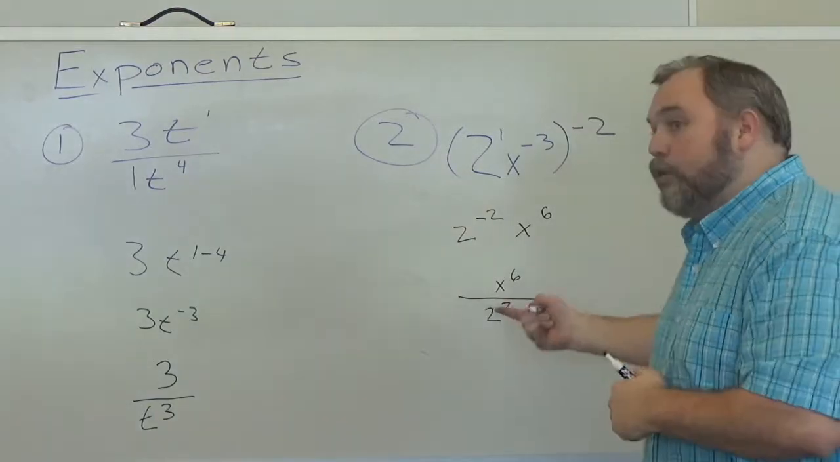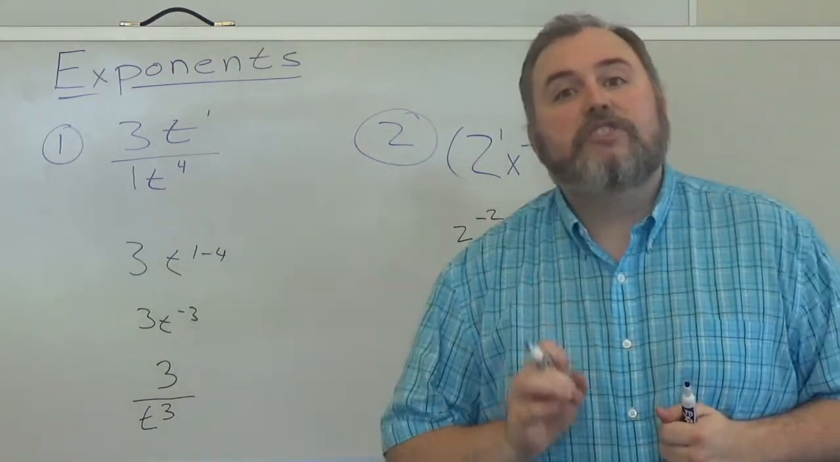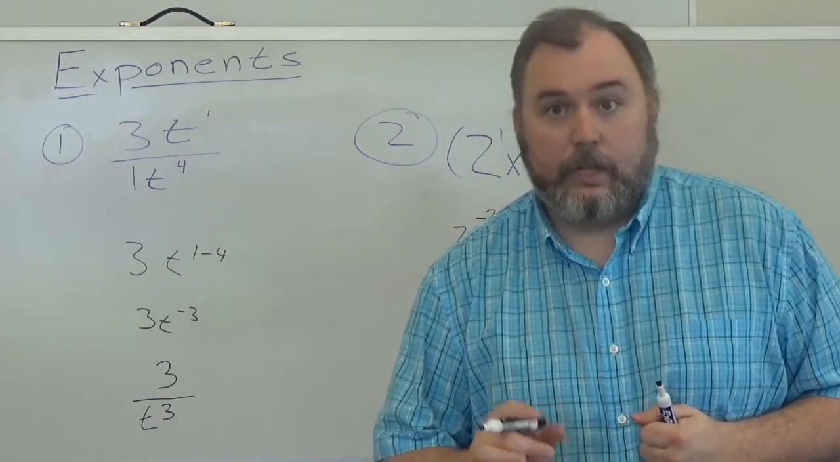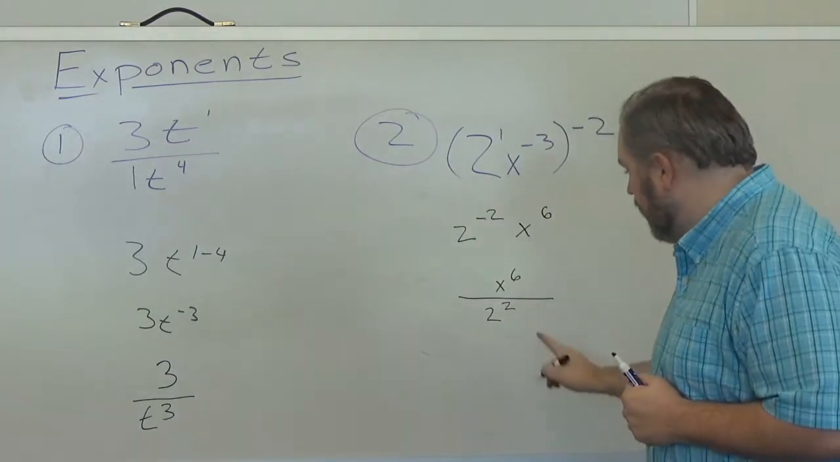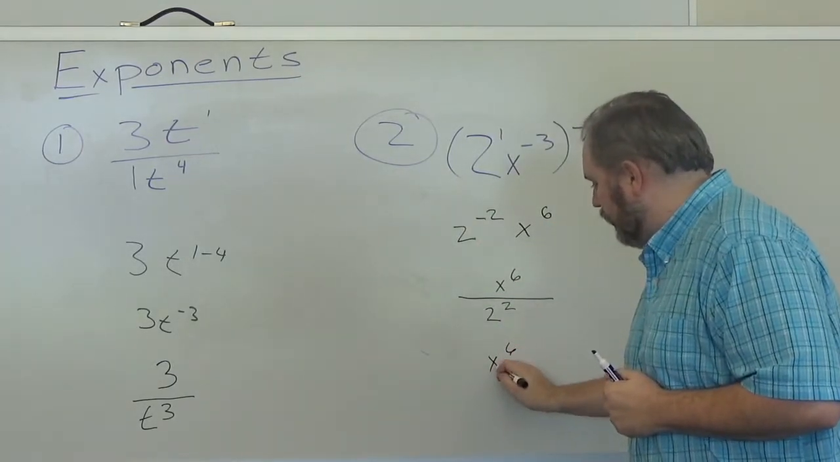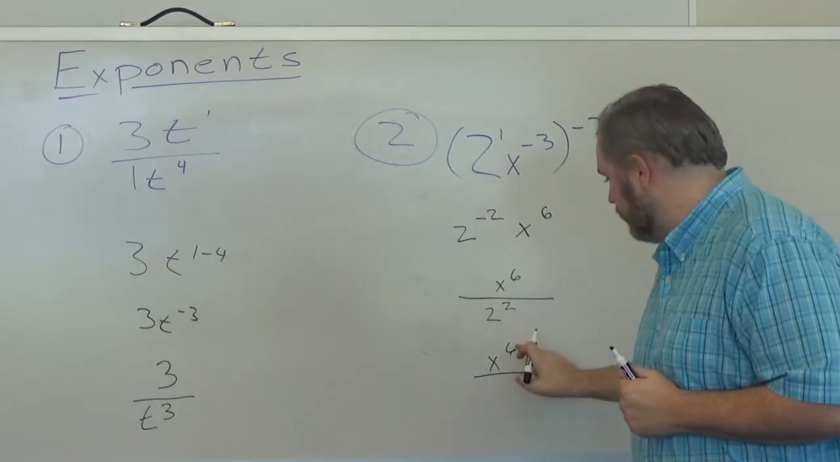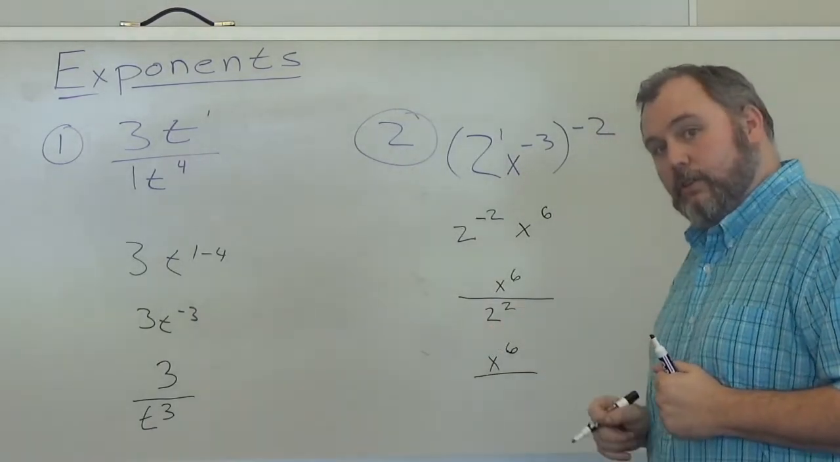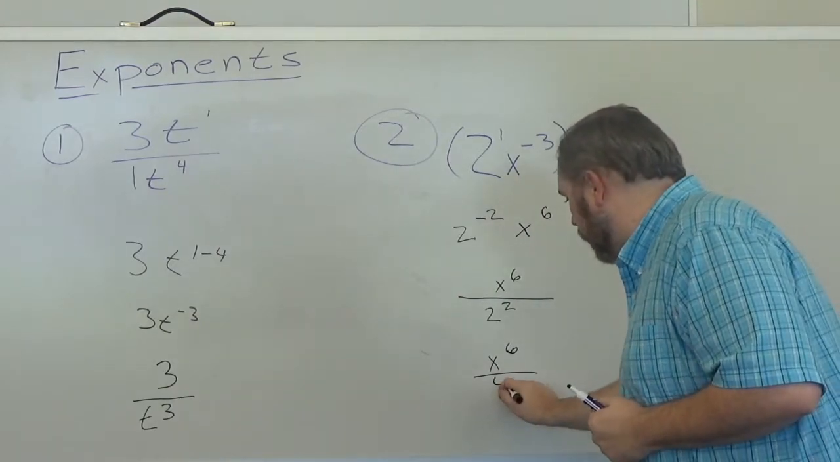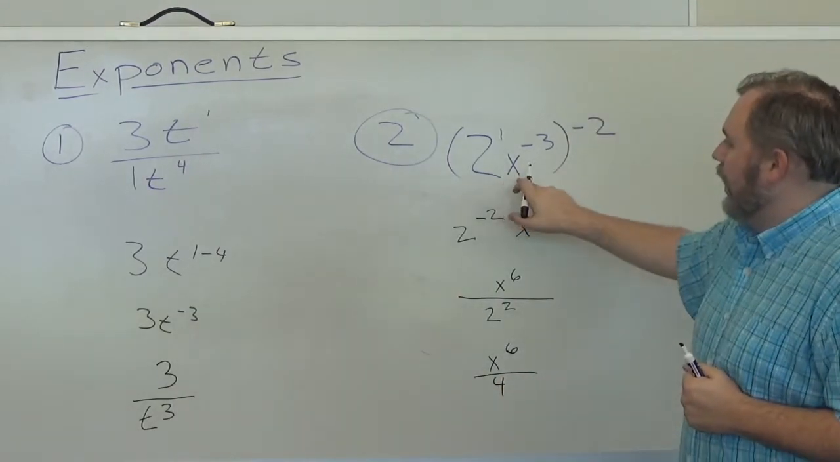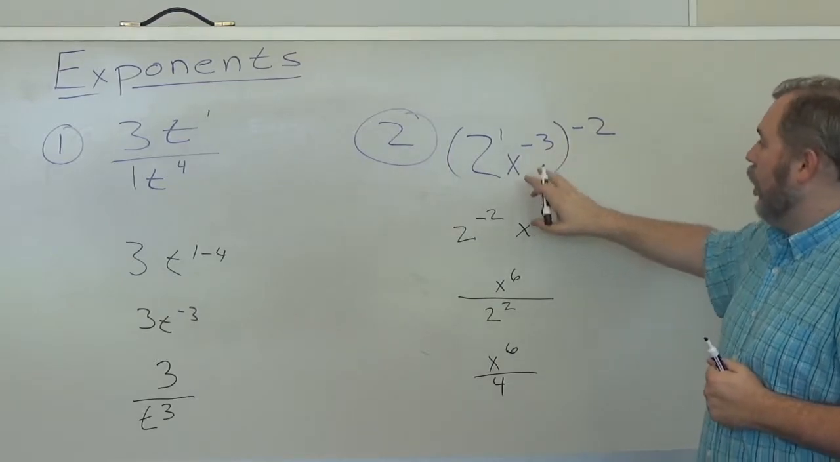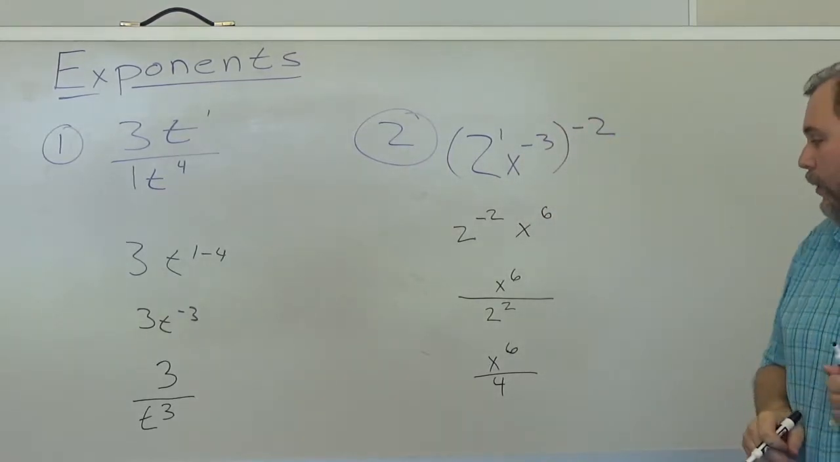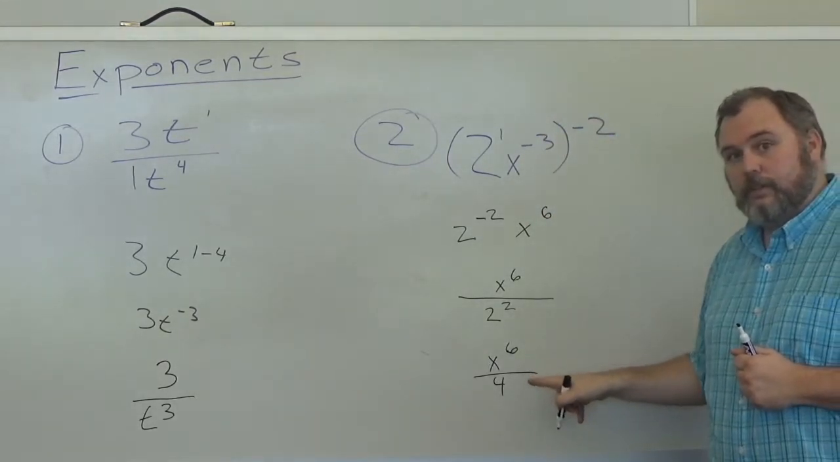If you got this far, you are still not done. You've got one last step. X to the 6 stays just like it is. He's happy. But when we take 2 and raise it to the second power, we get 4. So 2x to the negative third, all raised to the negative 2 power, is x to the 6 divided by 4.